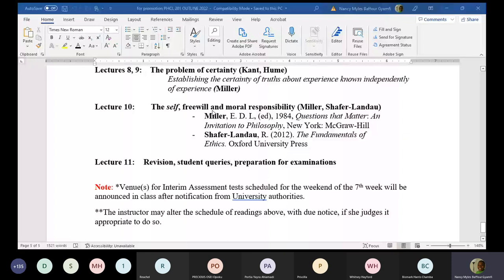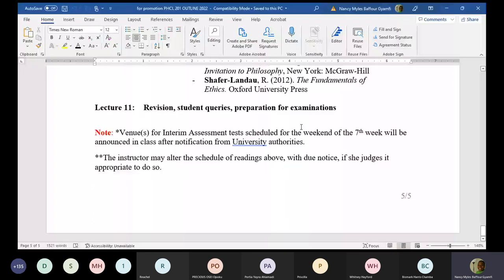Then we'll have our revision. Your interim assessment tests, your exams, and what have you will all be communicated. We hope that we are able to keep to the 7th week. It's not clear what the 7th week is now. We hope that everybody that must do what they must do will do it quickly so that you don't suffer for that. And on that note, I think we can end.